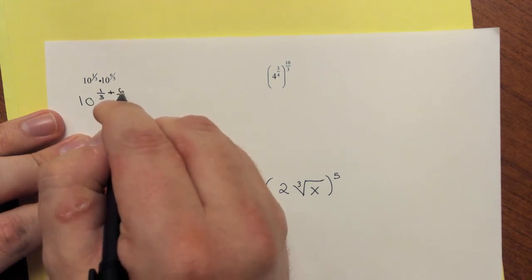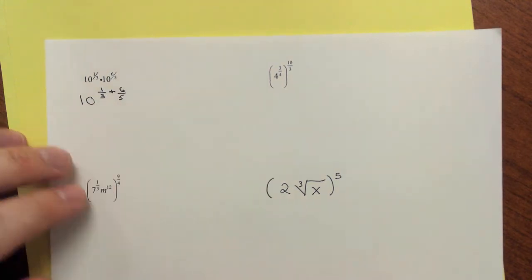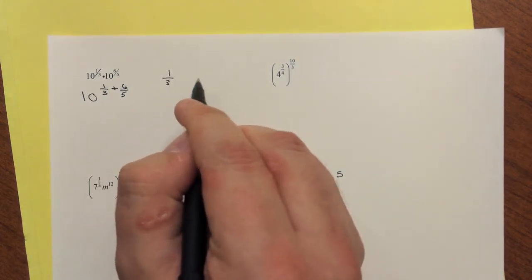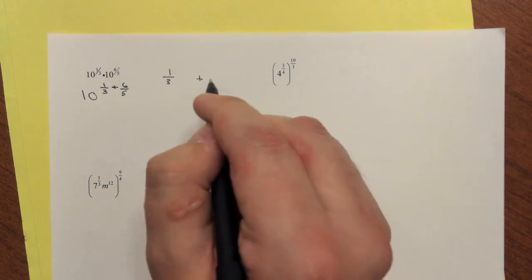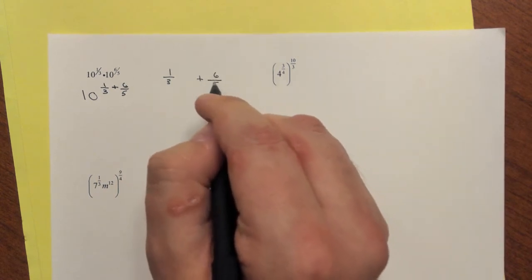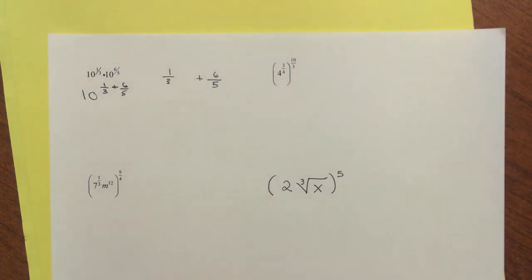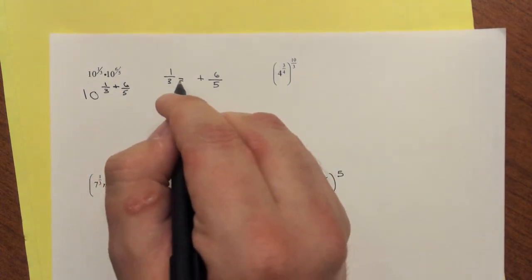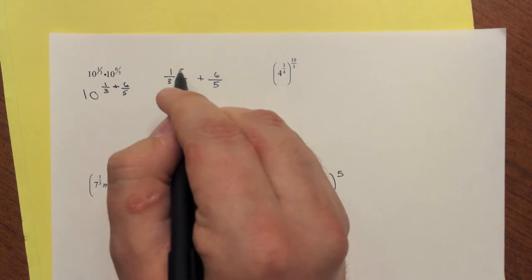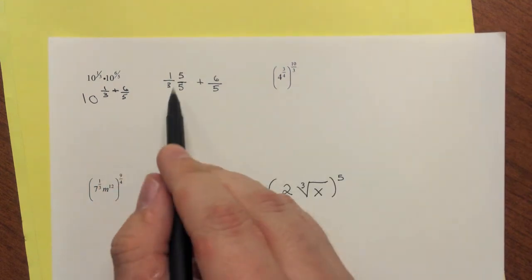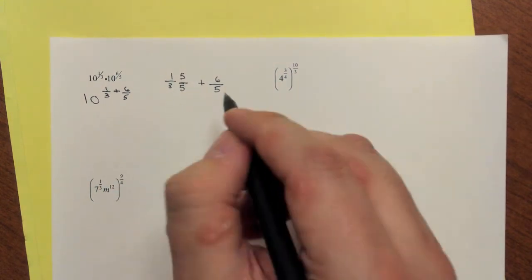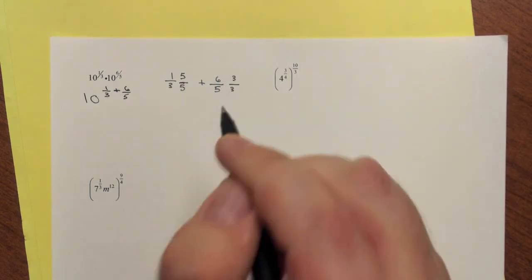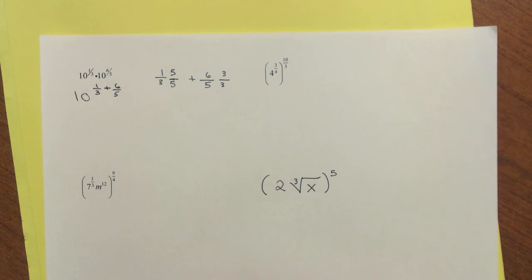So the question then becomes, how do I add two fractions? And what I need is a common denominator. Well, 3 and 5, that's pretty easy. Those both go into 15. How do I convert to 15ths? Well, 3 times 5 is 15. I multiply 5 into the numerator and the denominator for the 1/3. 5 times 3 is 15. For the 6/5, I will multiply a 3 into the numerator and denominator.